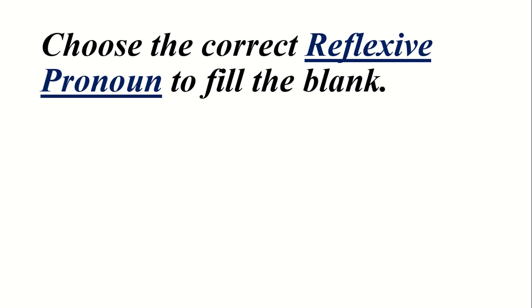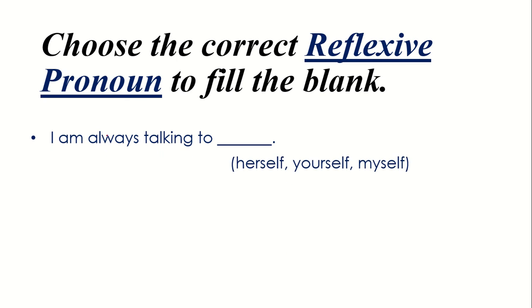These are giving an emphasis on the task or on the pronoun that has been doing an action. So last is reflexive pronoun. You have to choose the correct reflexive pronoun to fill in the blank. So just recall the concept of reflexive pronoun, that these are the pronouns which reflect an action back to the noun. So I am always talking to dash. What is the action being performed by the subject? This subject is performing an action of talking. What type of talking? I am always talking to myself. So this action or task is reflecting back to the subject or the doer of the sentence.